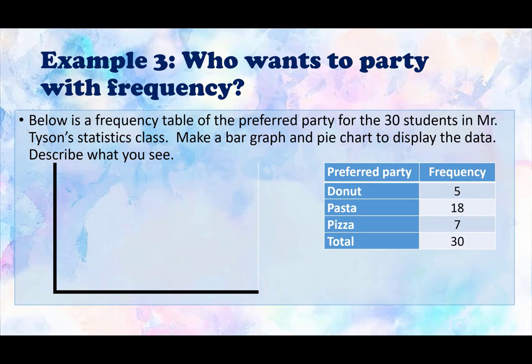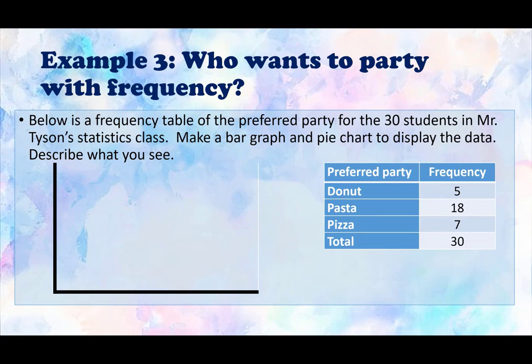Tyson's statistics class. Now we just did this one in example number 2, so I hope it is still fresh in your brain. What we're going to do is make a bar graph and a pie chart to display the data, and we're going to describe what we see.